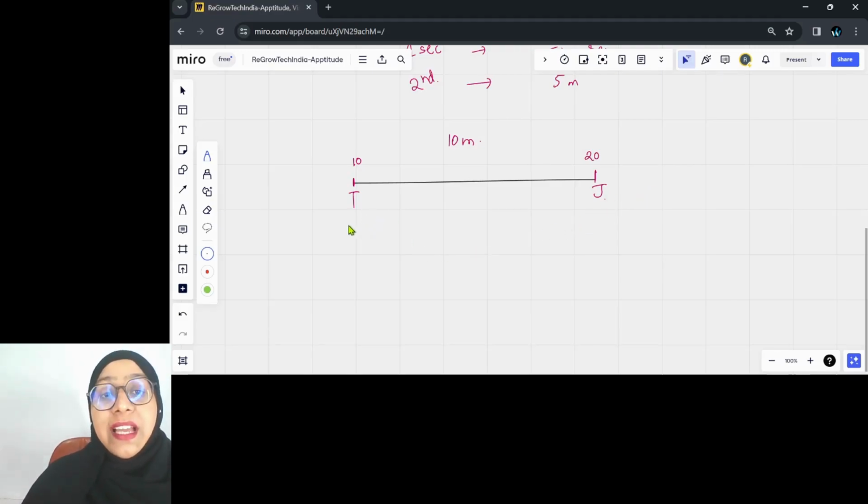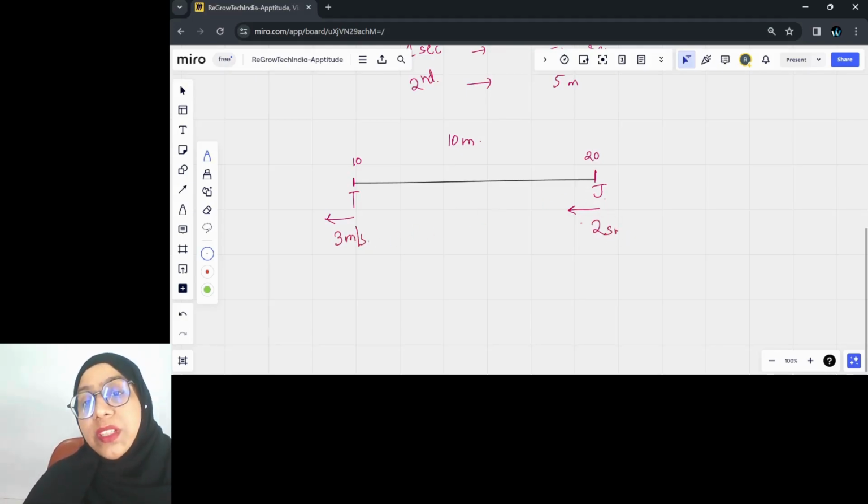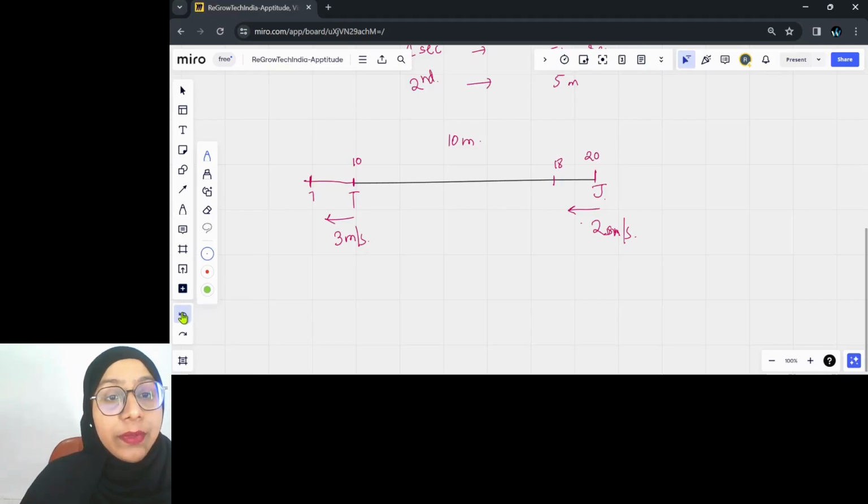I'm going to say that Tom and Jerry are running in the same direction, towards the left. Okay. So Tom is at a speed of say 3 meters per second, whereas Jerry is at a speed of 2 meters per second. Right? So after the first second, just like the previous example, Jerry will be at 18, whereas Tom would be at 7. Let me write 7 on the top.